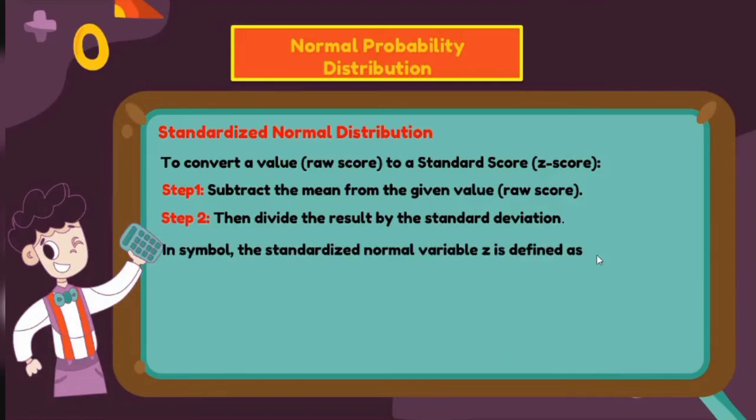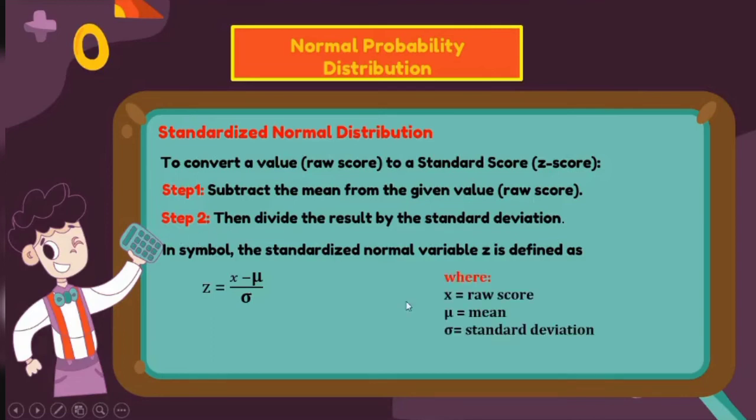Then I will express lang naman itong step 1 and step 2 into an equation. So you have C equals x minus the mean, ito siya, yung step 1, divided by the standard deviation, ito yung step number 2, wherein x is equal to the raw score, and then this symbol mu is equal to the mean, and then this is the symbol for sigma or the standard deviation.